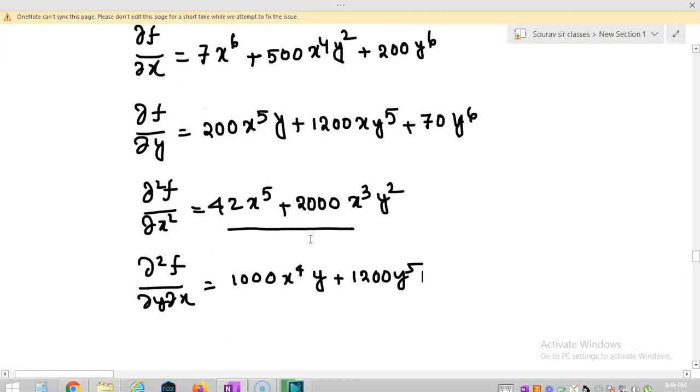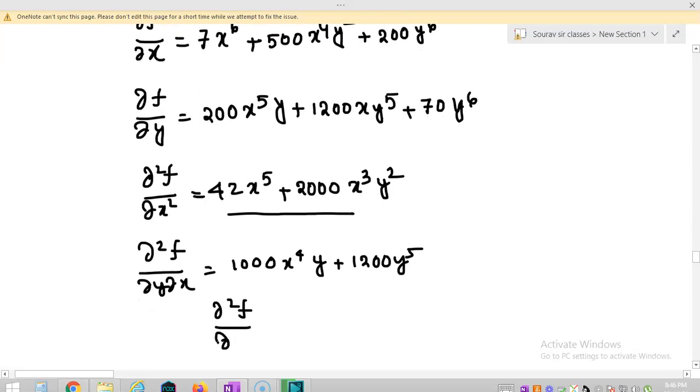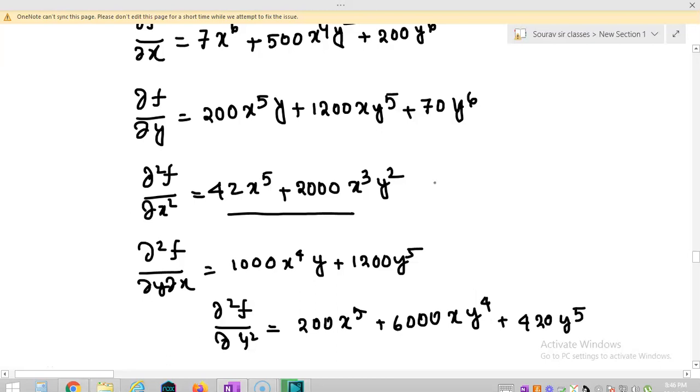And we have to find the value of del 2f del y2 also. Del 2f del y2 means we have to differentiate del f del y with respect to y, partially. Then I will get 200 x to the power 5, and 1200 into 5, so it will be 6000 x y to the power 4, and 70 into 6, so it will be 420 y to the power 5. So we got the value of this, this and this.